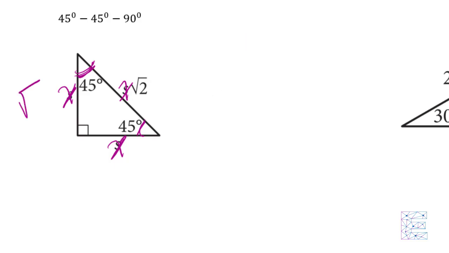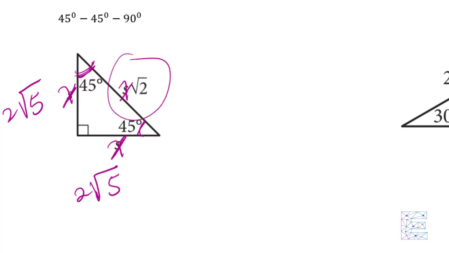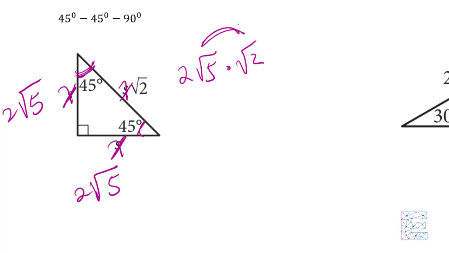If you're given this side as maybe 2 square root of 5, of course this other leg would also have to be 2 square root of 5. Now the hypotenuse is a little bit more interesting because it's now the leg, 2 root 5, times square root of 2. Recall that you can multiply radicals. It doesn't matter if they have the same radicand or not. So this ends up being 2 radical 10. That would be the hypotenuse.